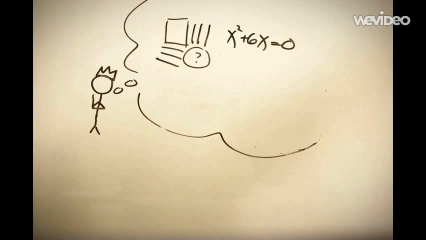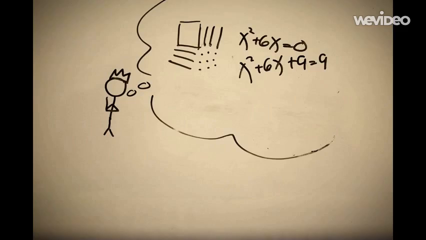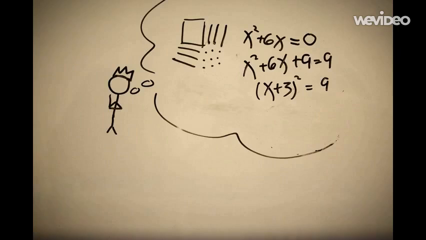To complete the square, we add b over 2 squared to both sides, and that would be 3 squared, which is 9. We add that to both sides, and after that, we factor x squared plus 6x plus 9, which is a trinomial, which is easy to factor. It would be parentheses x plus 3 parentheses x plus 3, which can also be written as x plus 3 squared equals 9.